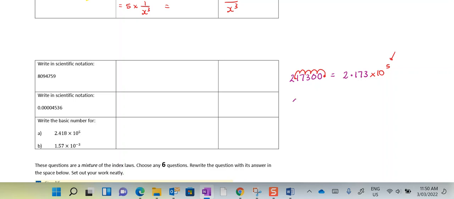Similarly, if I have a small number like 0.00341, I need to move the decimal place from where it is at the moment to where it can make this number a number between 1 and 10. So I need to move it to this spot here. So I'm jumping 1, 2, 3. So it's going to be equal to 3.41 times 10 to the power of negative 3. Okay, it's a small number. I need a negative number.